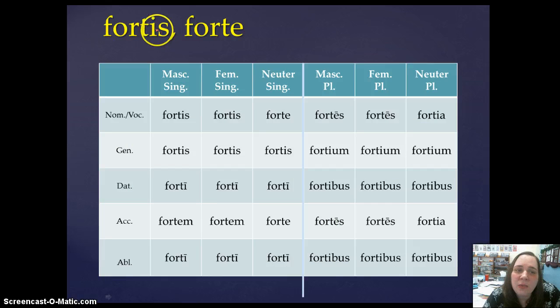Now, when we're dealing with one of these two-ending third declension adjectives in the nominative singular, notice that this fortis is both masculine and feminine nominative, and then we have a distinct neuter ending, okay? So fortis, fortis, forte. In the genitive, it's fortis. In the dative, forti. And the accusative is going to be fortem, fortem, forte, again, because of that neuter law. And then forti, forti, forti. In the plural, fortes, fortes, fortia, fortium, fortibus, fortes, fortes, fortia, and fortibus.